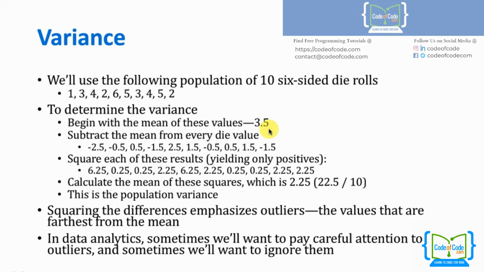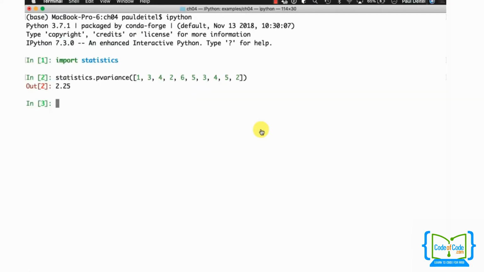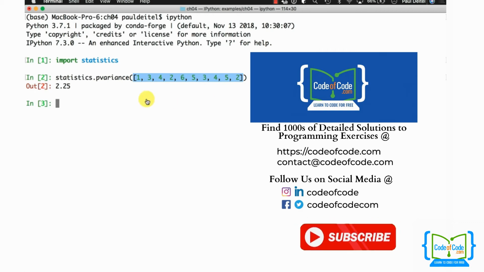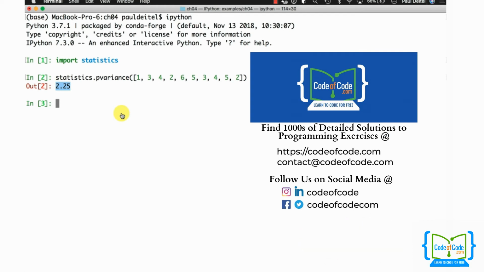So let's take a moment to switch over to an IPython terminal where I've already executed some code that calculates the population variance for the specific set of values we were just discussing. As you can see here, I imported the statistics module. It has a population variance function called pvariance, so statistics.pvariance. It takes as its argument a sequence of numeric values. In our case, it happens to be a sequence of integers, and you can see that indeed we got the same result that we discussed in the slide that we just came from.